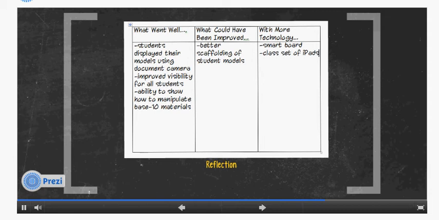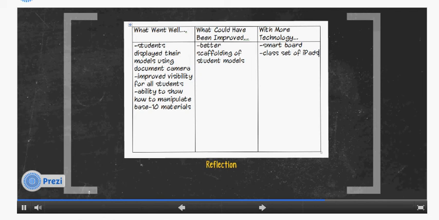This experience taught me how technology, when used effectively, can greatly enhance student learning. I thought that in this lesson, the fact that the students were able to share their models in a way that allowed all students to see it was especially effective. When students are able to explain their thinking, it not only solidifies their understanding, but it can also help students who have been struggling with the concept. The document camera helps solve visibility problems that would exist without it.